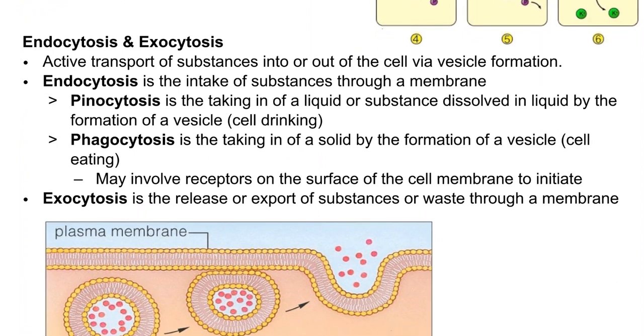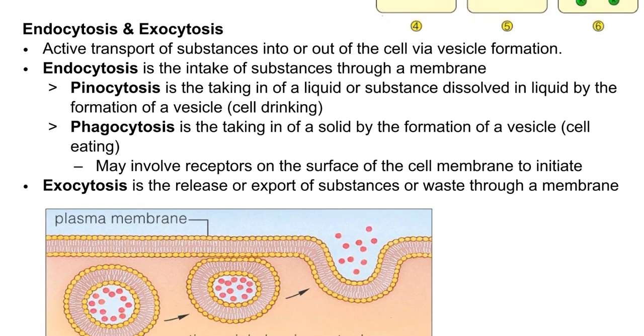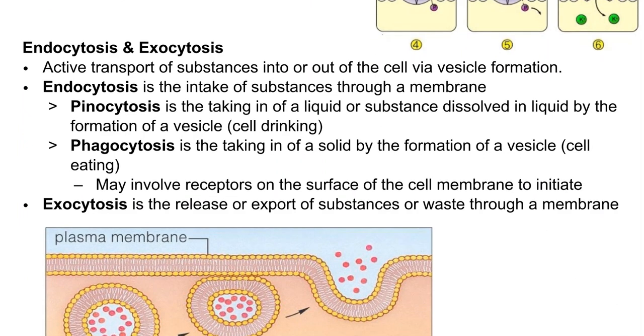The second example of active transport that we need to know is endocytosis and exocytosis. It's a lot like endothermic and exothermic in that endo, you can think of as enter the cytoplasm or the cell, and exo means exit. So this is just active transport of substances into or out of the cell via vesicle formation. Now, a vesicle, remember, is just a membrane-bound organelle.